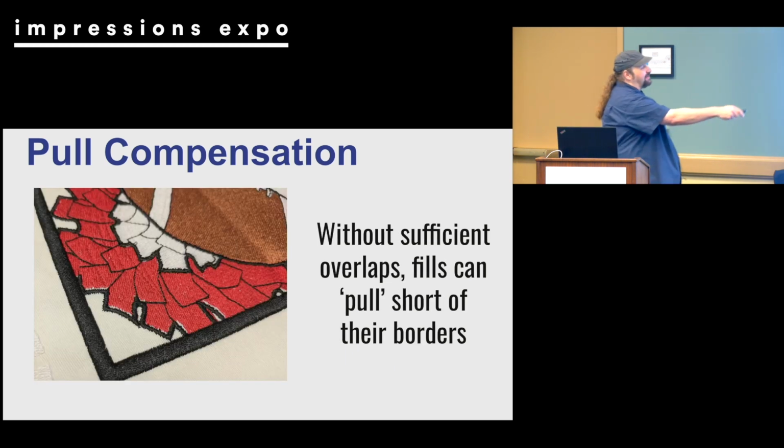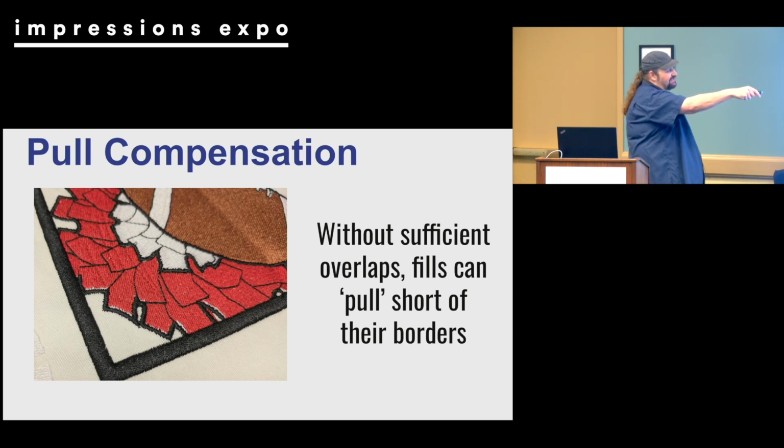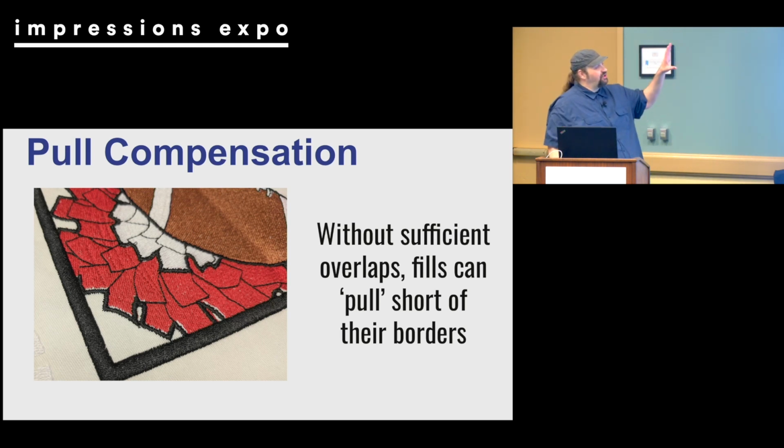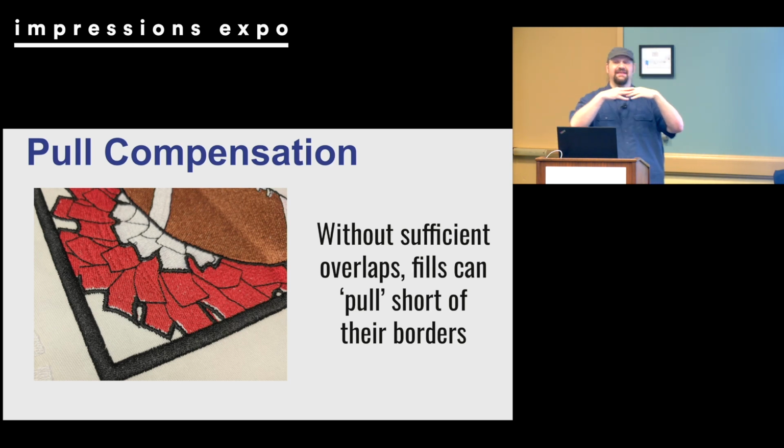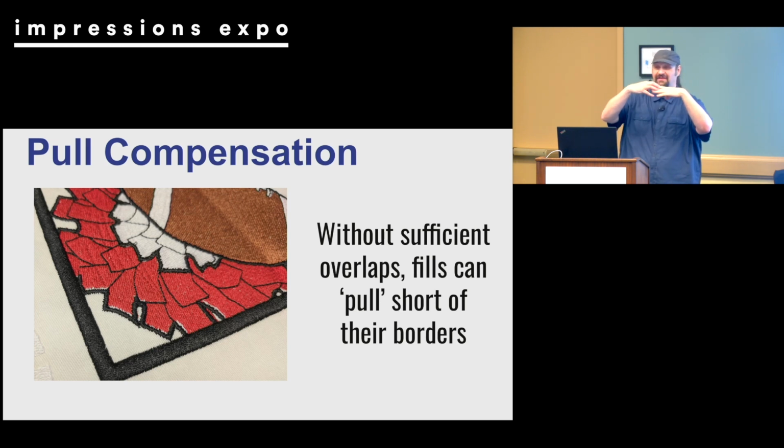Same thing when we have gapping like this. If you've got fills that aren't meeting the edges of satin stitches and they're all on the same angle, we can see it's in the angle of the fill. That means we've got things that are pulling apart. If we don't have sufficient overlapping, fills can pull short of their borders. A lot of the time when I see this is from people who are very worried about stacking too much. They think about density being stacked on top of each other and they get very worried.